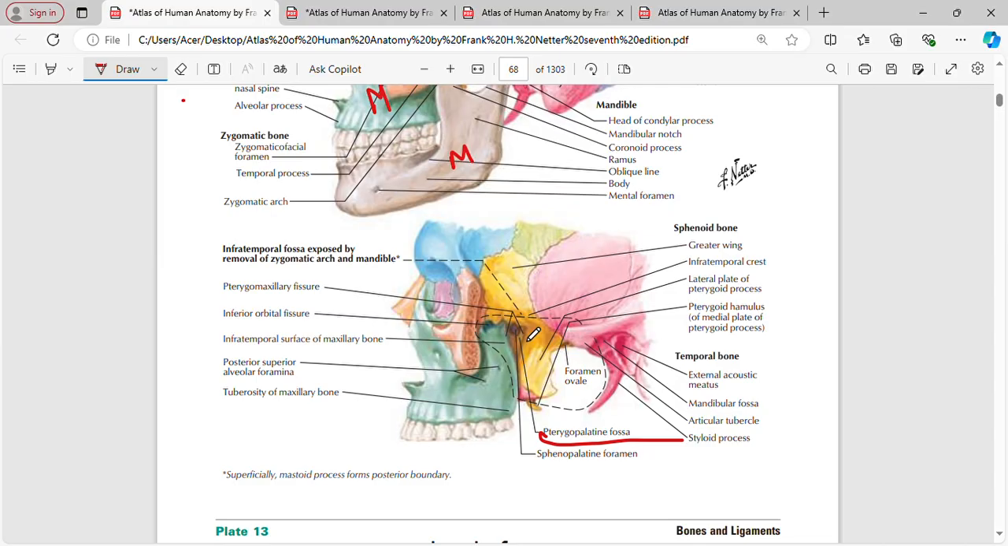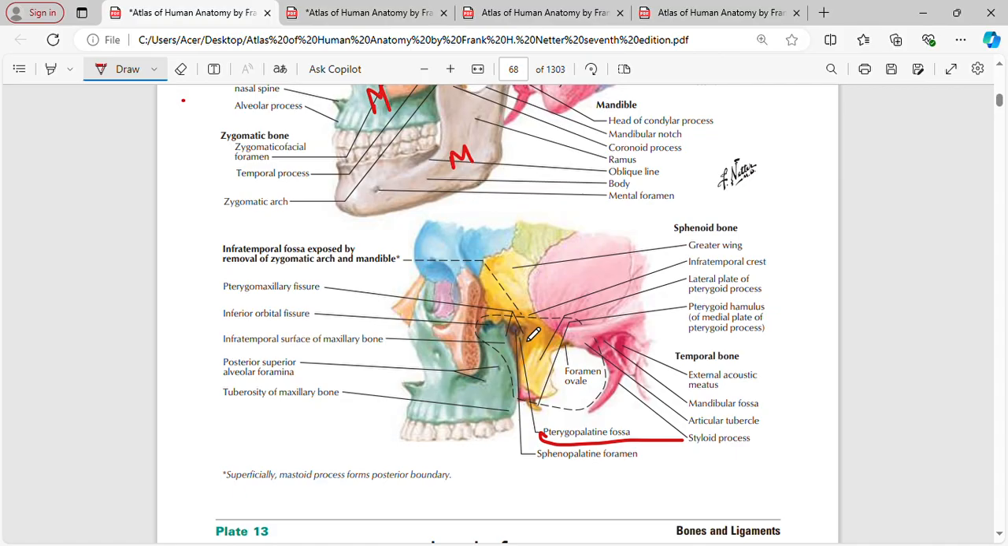This pterygopalatine fossa plays a very important role according to its contents, because the major contents include different arteries and different nerves, most importantly the maxillary artery, maxillary nerve, nerve to the pterygoid canal, and the pterygopalatine ganglion, which gives branches to several different nerves and arteries present there.